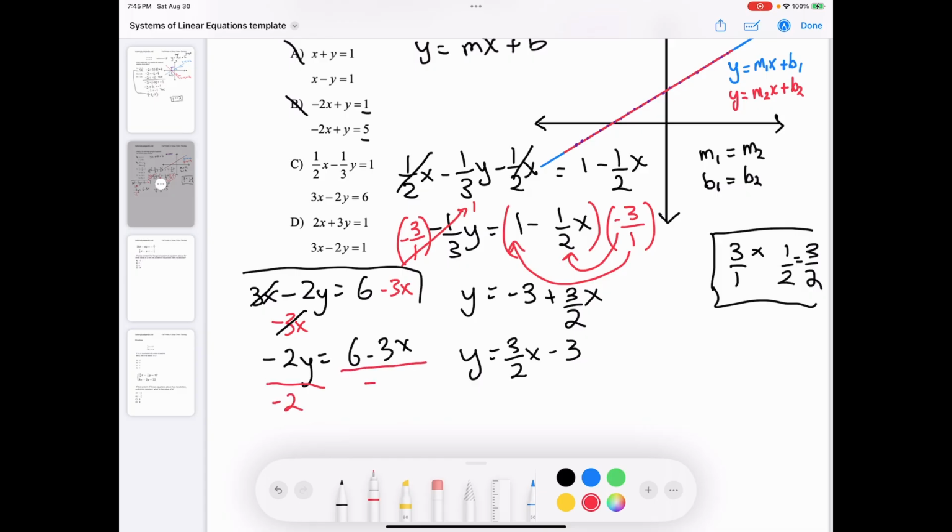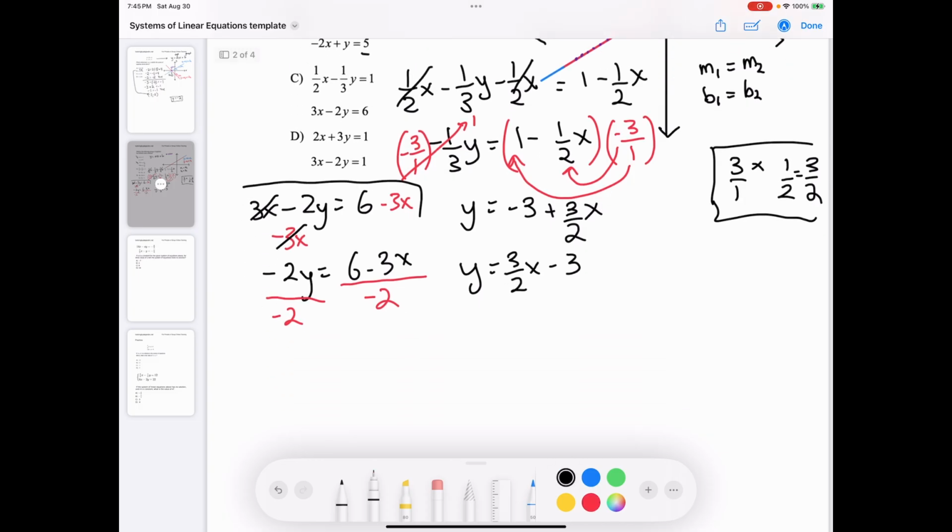And remember, I have to do it to every single term. Okay, so now negative 2 divided by negative 2 just leaves me with y. And now on the right side, I have to divide each term by negative 2. So first I have 6, which is positive, divided by negative 2. Since they have different signs, meaning the 6 is positive and the 2 is negative, I'm going to end up with a negative number. And then I do 6 divided by 2, which is 3. Okay? Now for the second term, which is the negative 3x, I have negative 3x divided by negative 2. Since they are of the same sign, meaning both are negative, I end up with a positive number. And now I just have 3x divided by 2, which leaves me with 3/2 of x.